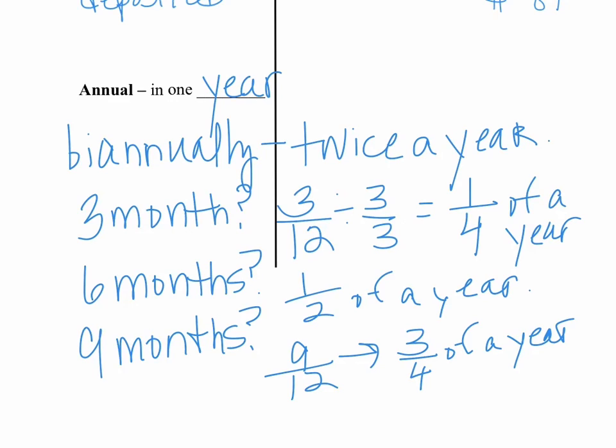Sometimes they refer to 18 months. 18 months, that is 1.5 years. All added information that you need.